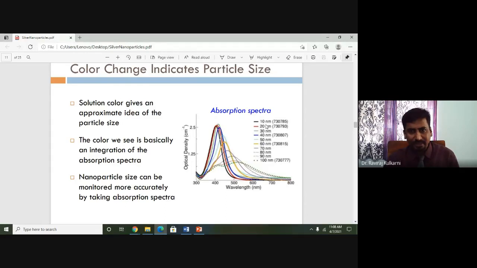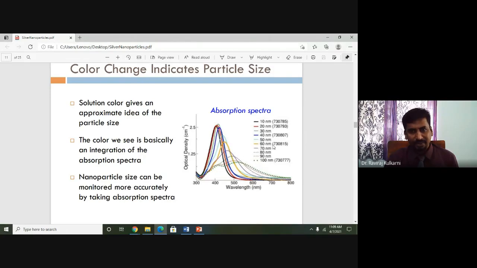Okay, what will be the size? Okay, 10 nanometer. 20 nanometer also has a similar size, similar color. Right, different colors you get. Okay, yellow to red, all the colors you see. Okay, the colors we see are basically an integration of the absorption spectra. Nanoparticle size can be monitored more accurately by taking absorption spectra. Okay, if you observe the absorption spectra here, greenish color, then the size may be around 30 nanometers. Okay, if it is yellow, what will be the size?